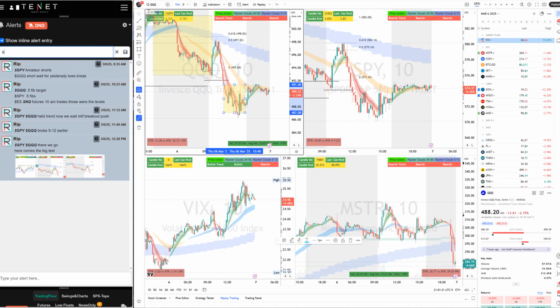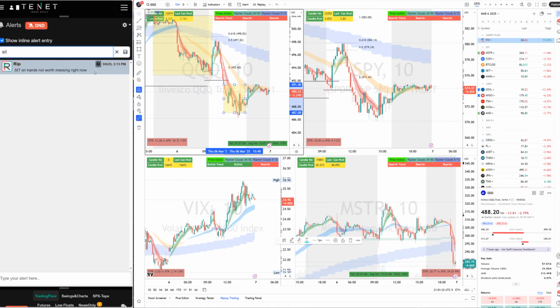And that's when I told everybody, sit on hands. Sit on hands, not worth messing around with it. Because once our call failed, that was it. And we hit this resistance on QQQ. This was it. And this is where the traders lose money. You can manage this, you can long here, you can short here, but this is the problem. You need to identify this, and if you're having a hard time here, do not FOMO. Too much news, focus on news.